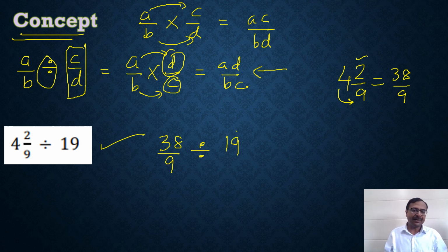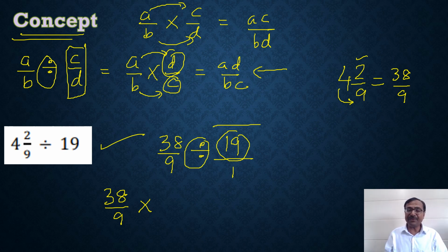And 19, it's a whole number. So you can write 19 as 19 divided by 1, because if you divide something by 1, you get back the original number, right? So the question actually is 38 by 9 times. Now what did I tell you? When you convert the division into multiplication, what happens? The second fraction gets flipped. That means you have to take the reciprocal of the second fraction.